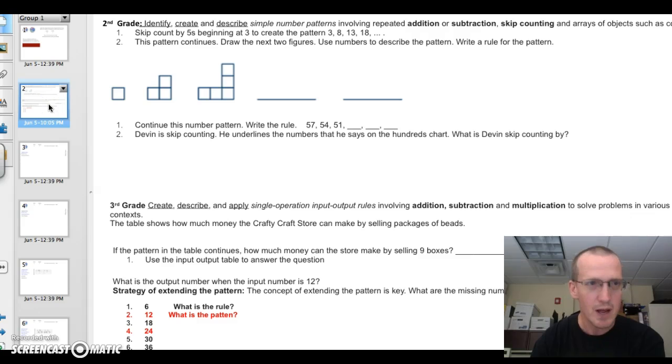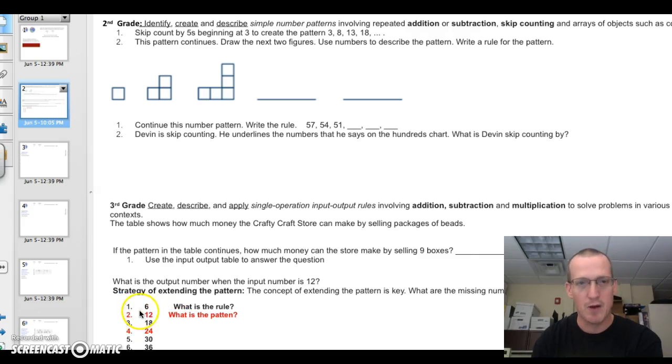First, here are the 2 Minnesota standards from 2nd grade and 3rd grade. Identify, create, and describe simple number patterns. And then number 3, create and describe, apply single operation input-output rules using addition, subtraction, and multiplication. What does all of that mean? Okay, so I'm going to kind of skip grade level 2 for a couple seconds and go down here.